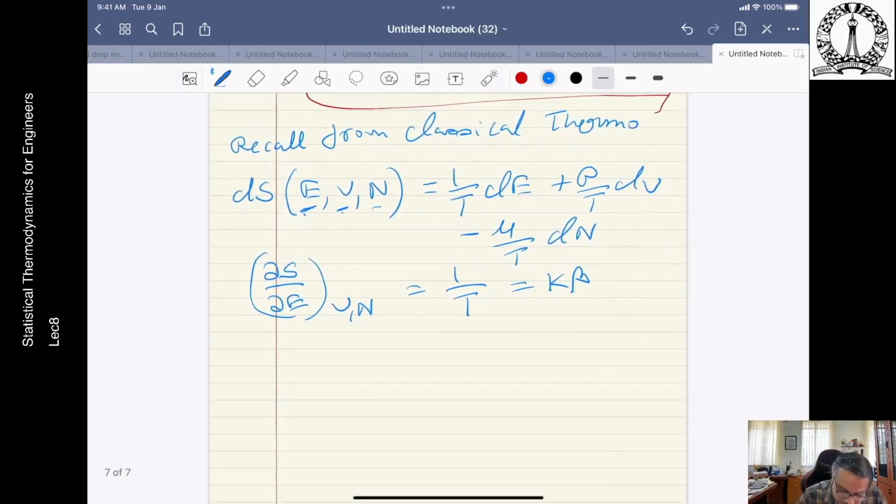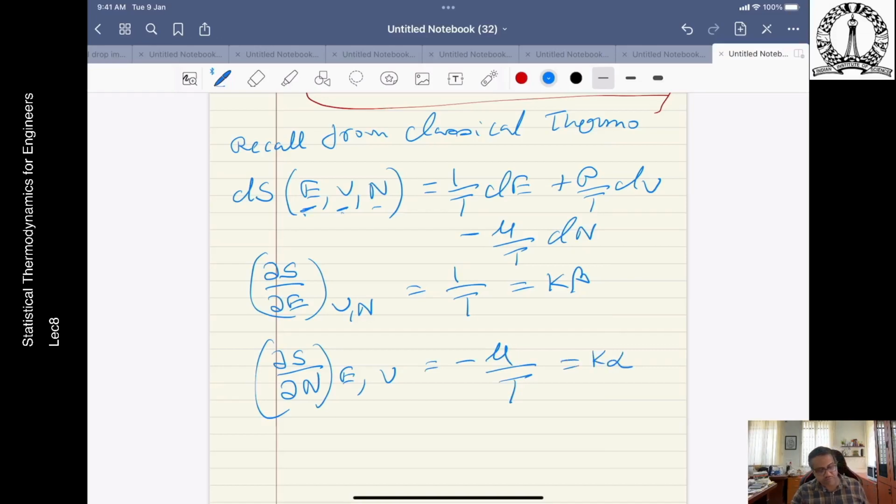And similarly, dS by dN, when you keep E and V constant, is equal to minus mu over T, which is equal to K alpha. Okay, so K alpha and K beta. So this gives a unique opportunity that now you know the value of alpha and beta, since K is the Boltzmann constant. So therefore your beta is equal to 1 over kT. Alpha is equal to minus mu over kT.